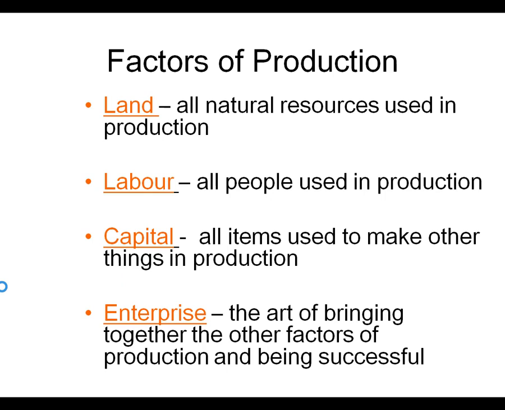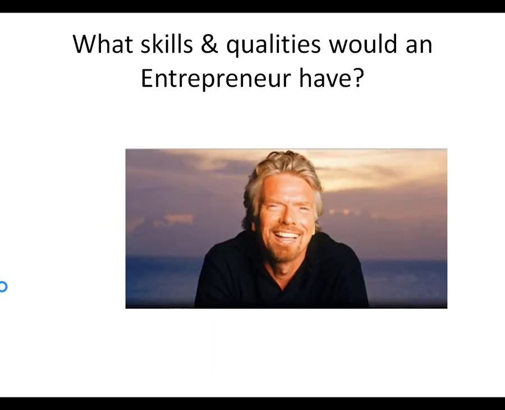We also have the factors of production. Land, labour, capital, enterprise. Land is basically all the natural resources used in production, not only the physical land that the business works on, but all the raw materials. Labour are the employees and the managers, and also the ideas that they have, the intellectual creativity that they have. The capital are all the tools and machinery that's used in making a product. And enterprise is the art of bringing it all together to make the factors of production and being successful, which leads us on to entrepreneurs.